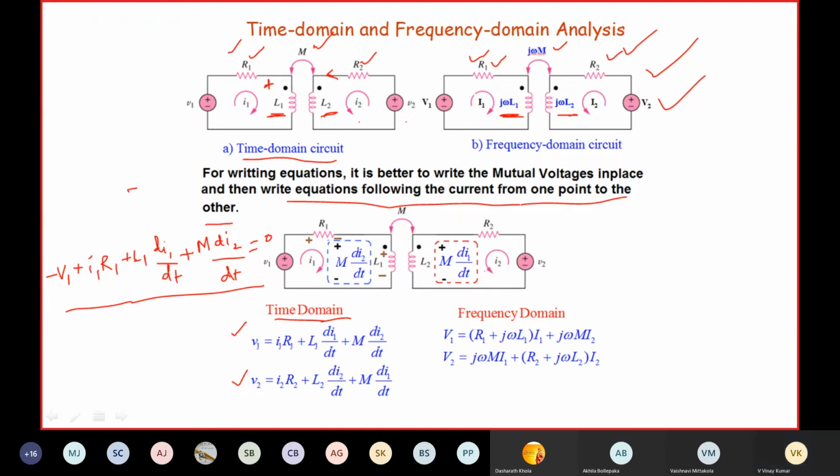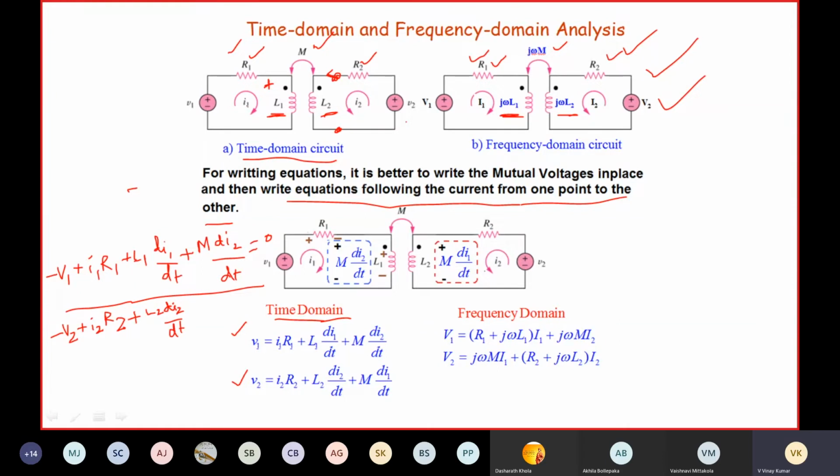Around this loop 2, you are going to get an equation like this. Minus V2 plus I2 R2 plus the self-induced EMF, that is L2 di2 by dt. Next, the mutual induced EMF in coil 2 because of the current flowing through coil 1, right? Here we are going to find the voltage at this point with respect to this point, that is the mutual induced EMF in coil 2 because of the current flowing through coil 1.